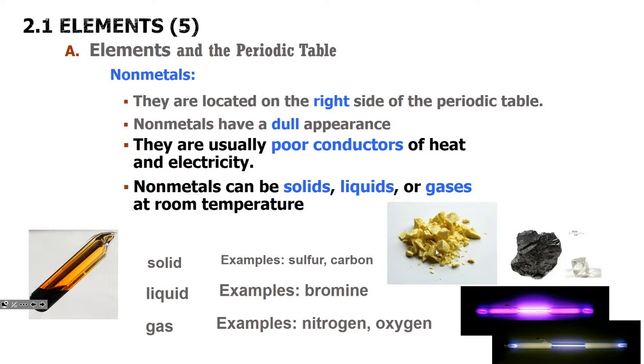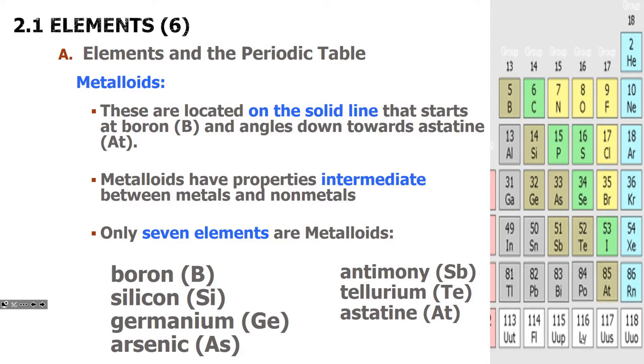Solids, we have here an example of sulfur and carbon, and a diamond is carbon. Bromine can be a liquid. It goes to a gas very, very readily with just very little heat. And nitrogen and oxygen are gases, and these are the spectrum tubes for those that are filled with those gases and lit up with electricity.